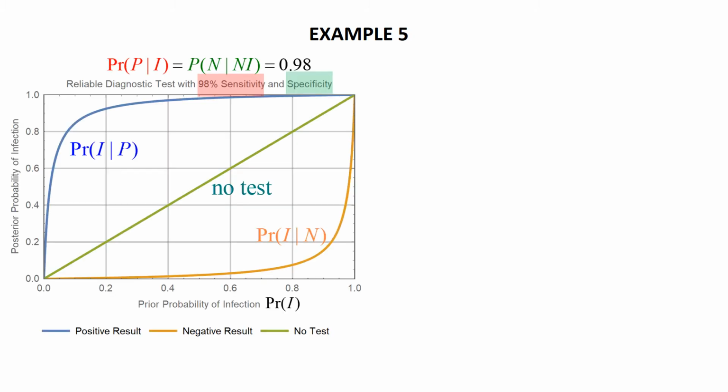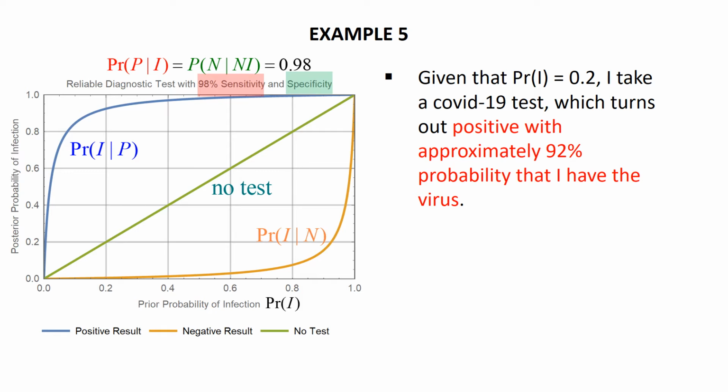Okay, let's have an example here. We're going to set the specificity and the sensitivity at 0.98, and we've got that well recognized plot now. Imagine that the prevalence is 0.2, and I take a test which turns out positive: with approximately 92% probability I have the virus. You get that by going to 0.2 on the x-axis and going up and reading on the y-axis, and you get 0.92. So getting a positive test means that you've probably got the virus with a 92% probability.